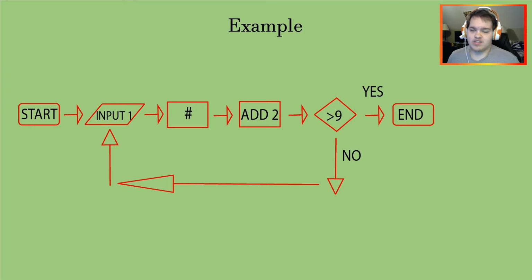You keep getting to the decision and deciding if it's greater than 9. Once you do this enough times and you actually get to a point where it is greater than 9, then you get to follow the path that says yes. And at that point, it ends. If this were a more complicated process, you could do more steps like dividing or multiplying or subtracting or doing whatever you can do with math, which is a lot. And this is just a very simple process.